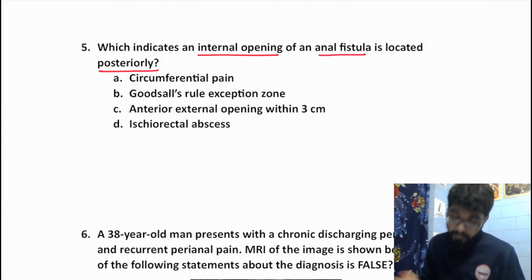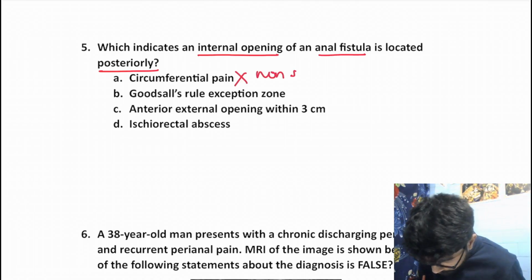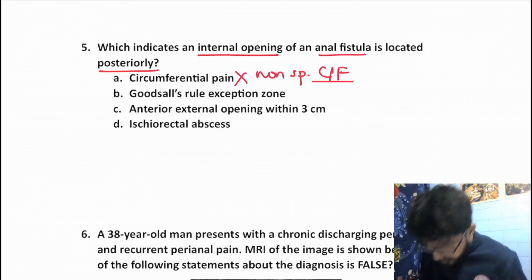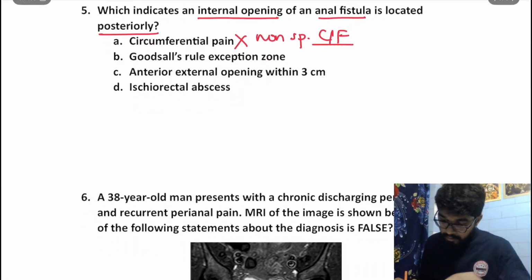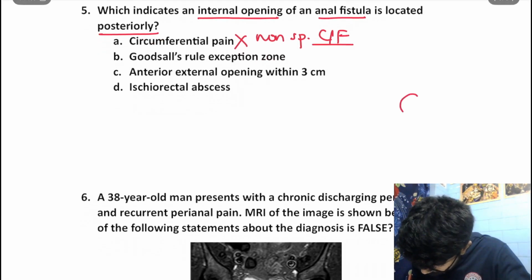Circumferential pain is an extremely non-specific clinical feature which can be seen in any kind of anal fistula. It does not indicate that the internal opening is present posteriorly. Now, Goodsall's rule, exception zone. Let's quickly have a look into Goodsall's rule. What does Goodsall's rule state?